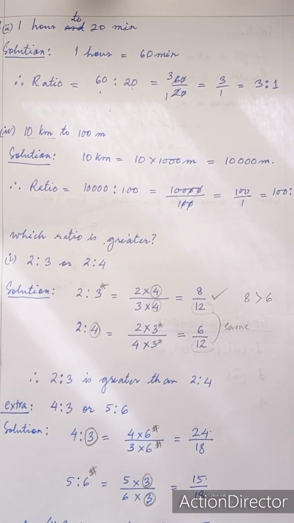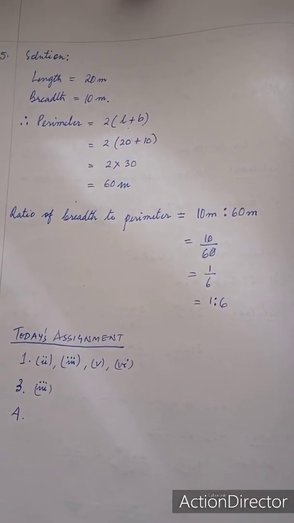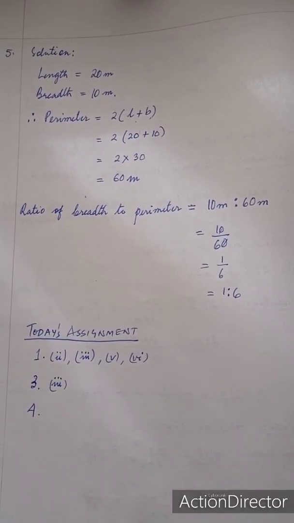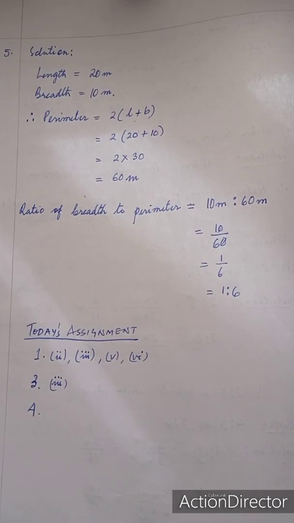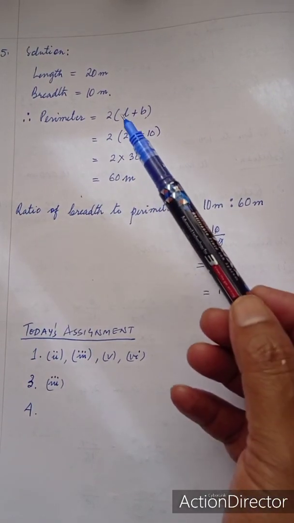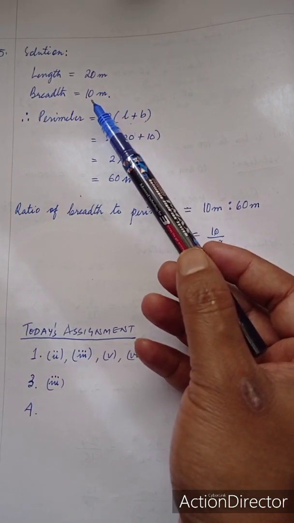So we have one more question left. We'll be doing it, and then we shall stop our today's class. Okay, this is our last question, and this is question number 5 of 4.1. The question says a rectangular path is 20 meter long and 10 meter wide. Find the ratio of its breadth to its perimeter.